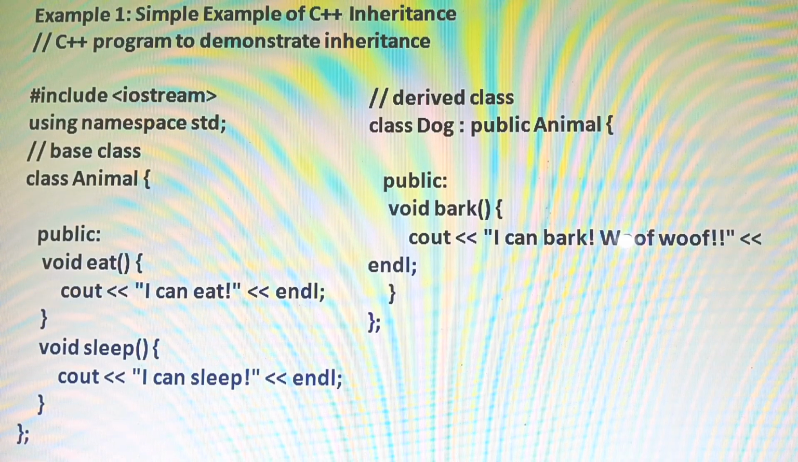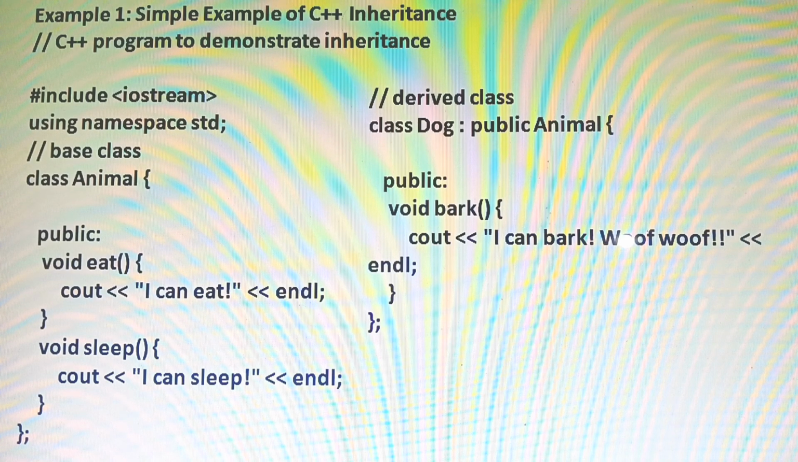Let us study one sample program for inheritance. The base class is animal, and the derived class is dog, inherited from the base class. Give the class name animal, the base class, with the functions eat and sleep. Two functions we added in the base class. Then we can access these functions in the derived class.